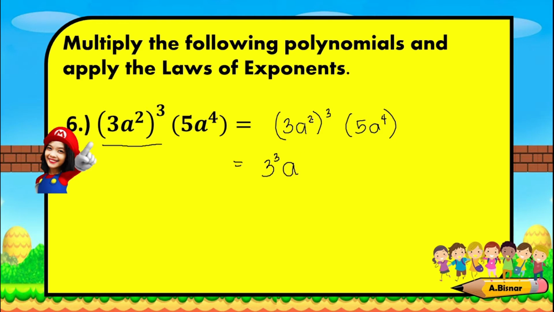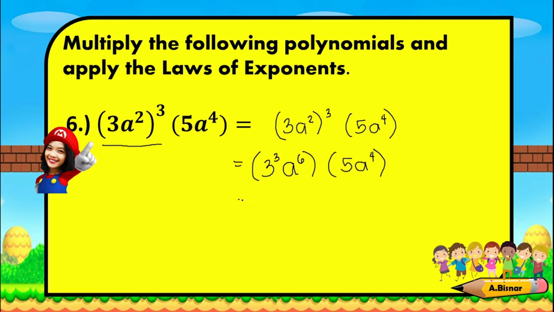Next will be the exponent of a. The exponent of a in here is 2. Times 3, you have 6. And then we will multiply it to 5a to the 4th. So next, we have to simplify 3 cubed.